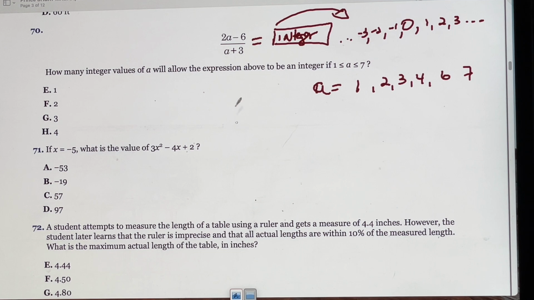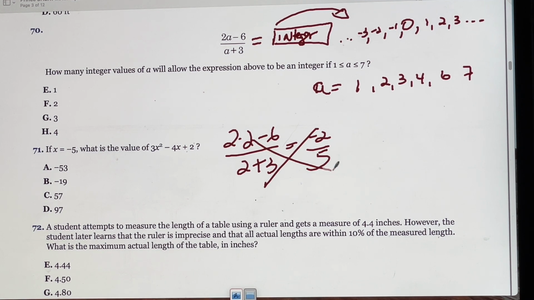So no tricks here. You just have to literally substitute 1 in here. If you put 1 in here, you get 2 times 1 minus 6 over 1 plus 3. Well, 2 times 1 is 2, minus 6 is negative 3, and 1 plus 3 is 4. That is not an integer, so 1 doesn't work. 2 times 2 minus 6 over 2 plus 3. Well, 2 times 2 is 4, minus 6 is negative 2, over 5. That also doesn't work.